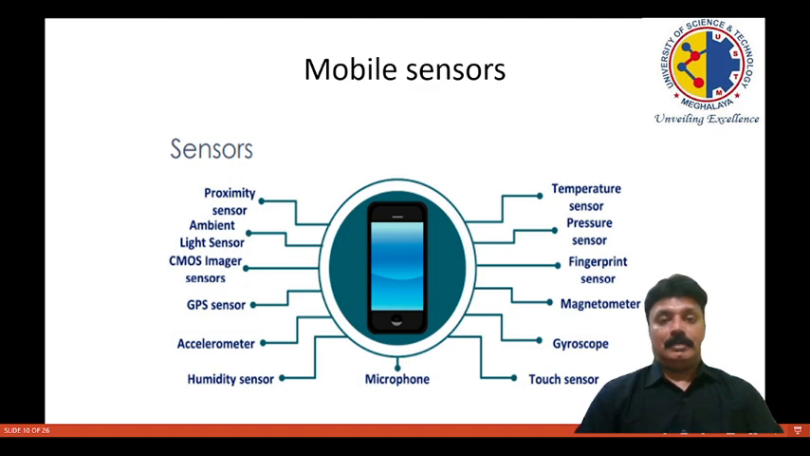If you look at a particular Android mobile, there are different types of sensors we can see here: the proximity sensor, ambient light sensor, CMOS imager sensors, GPS sensor, accelerometer, humidity sensor, then the microphone, touch screen, gyroscope, magnetometer, fingerprint sensor, pressure sensor, temperature sensor. All these sensors are inbuilt in our smartphone that is Android based.